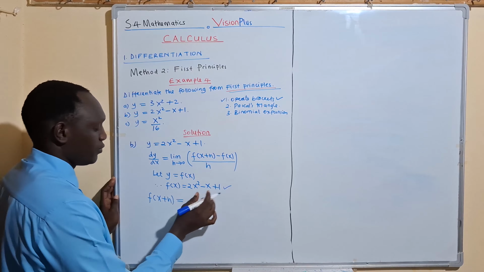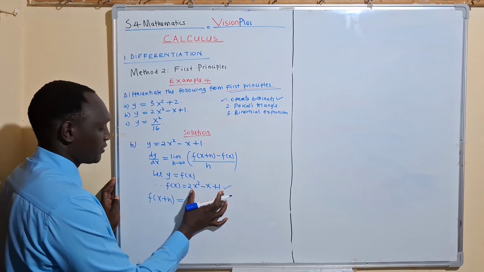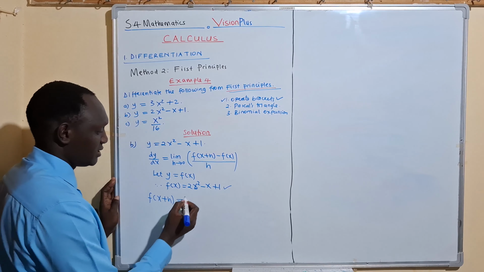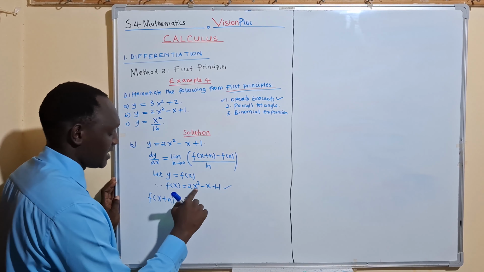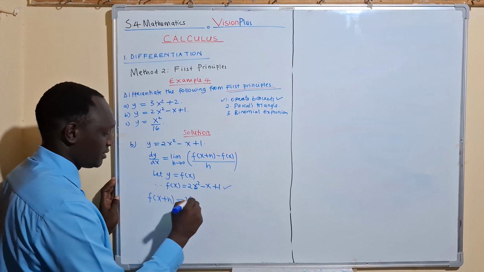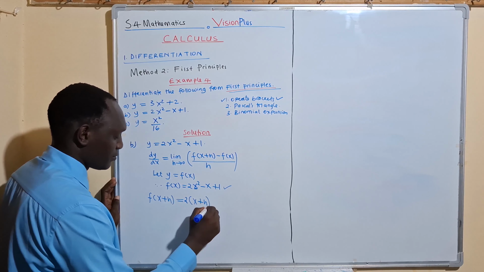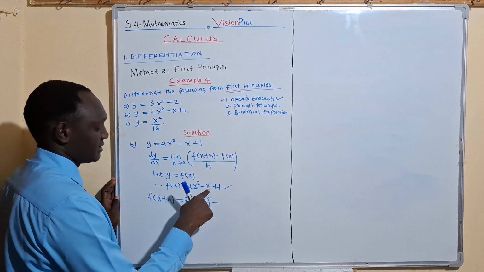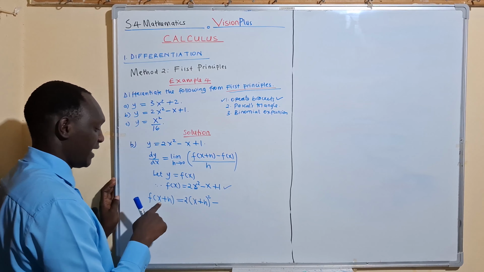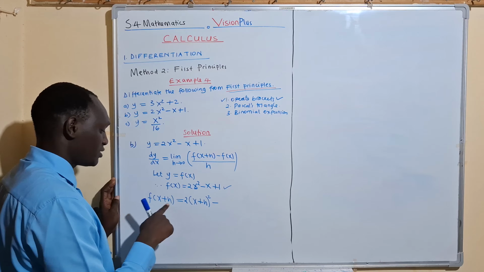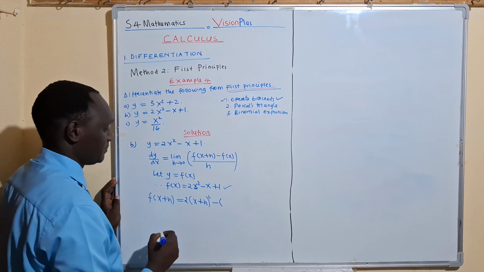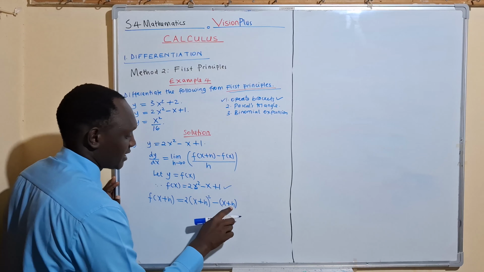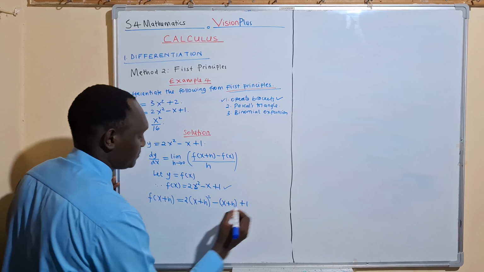How do we get it? We use the function f of x. What we do is, where we find x, we put x plus h. So in this case, we shall have 2, and there is x here, so instead of x we shall put x plus h. Close the bracket. But x was squared, so we square this. Minus x: instead of x here, we shall put x plus h. But since there are two terms, we open the bracket and say x plus h, plus 1.